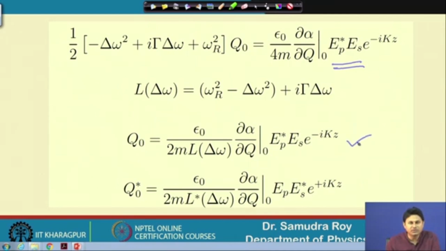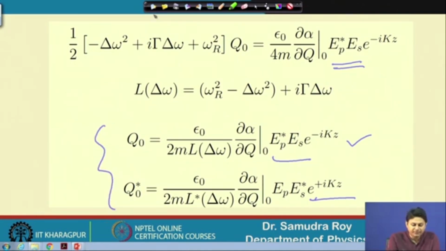Once we find out q0, then it is easy to find out what is q0 star, because q0 star is nothing but the complex conjugate of the previous term. So, q0 is this. So, q0 star is epsilon 0 2 m L star delta omega del alpha del q0, and complex conjugate of this is E p E s star, which is just the star is reversed, and e to the power i k z. So, q and q0 we evaluated, that is important.